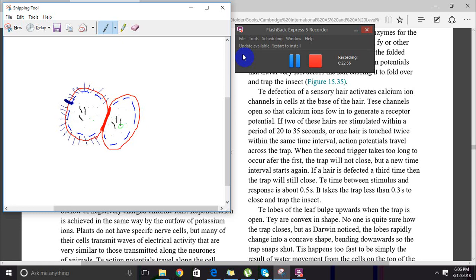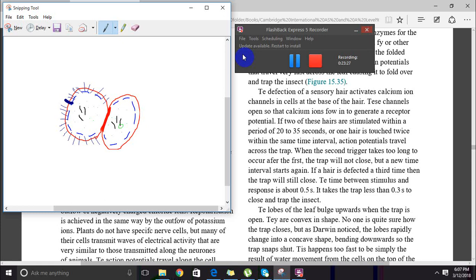So if one hair is triggered, but the insect, just being all lazy, doesn't trigger another one, and 40 seconds pass and then it triggers another sensory hair, then the trap won't close, but another time period will start. So if say it triggers a third cell in 15 seconds, then the Venus trap will close up.